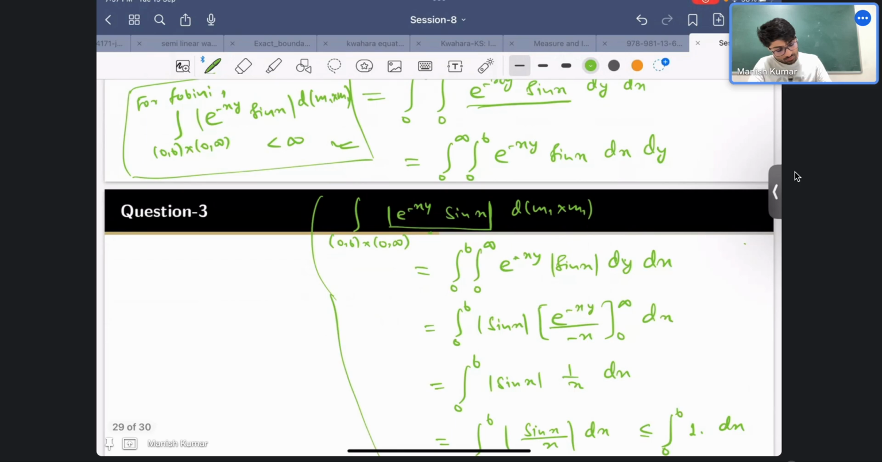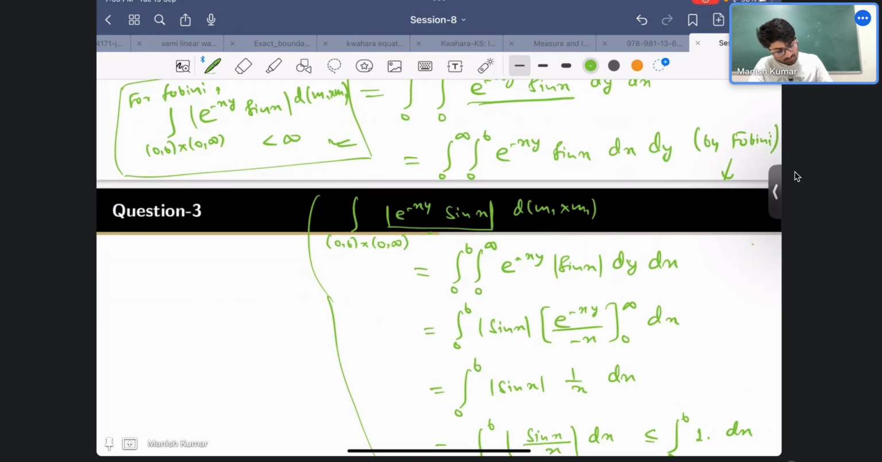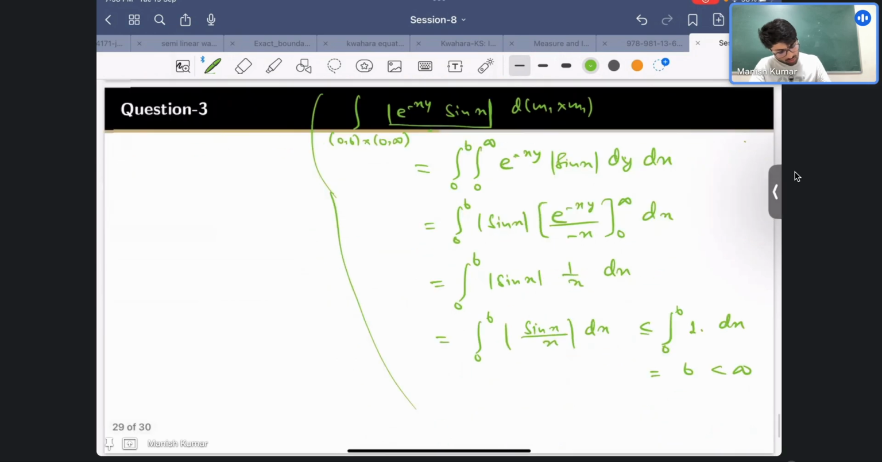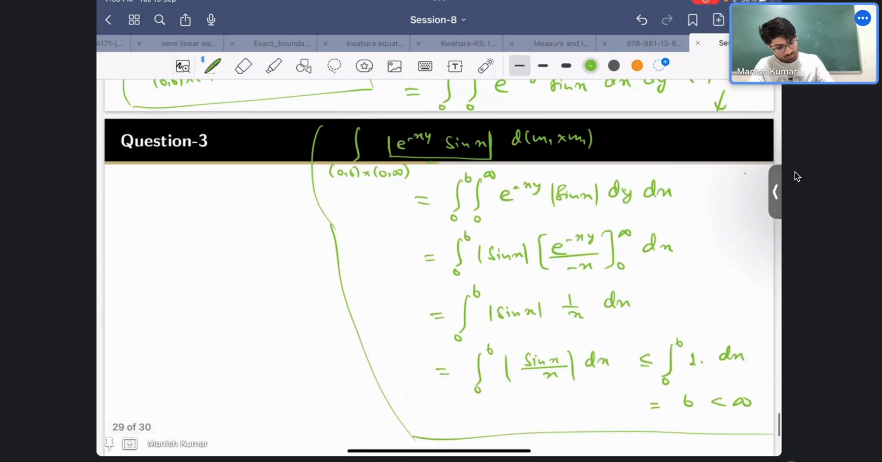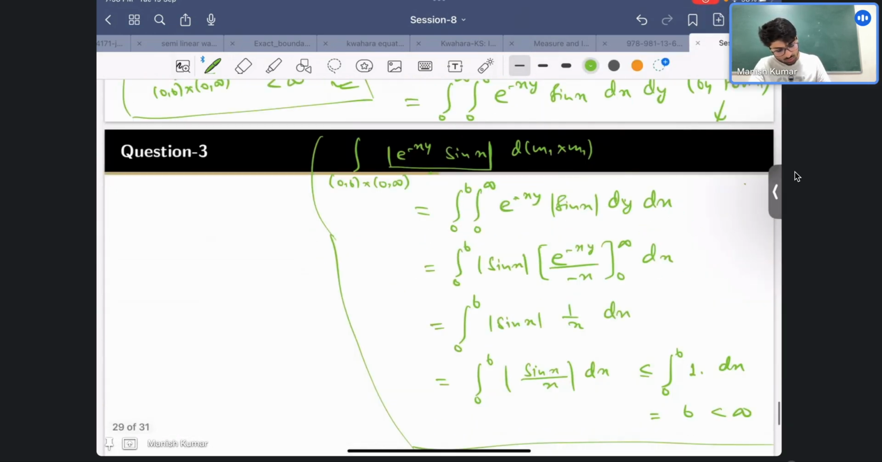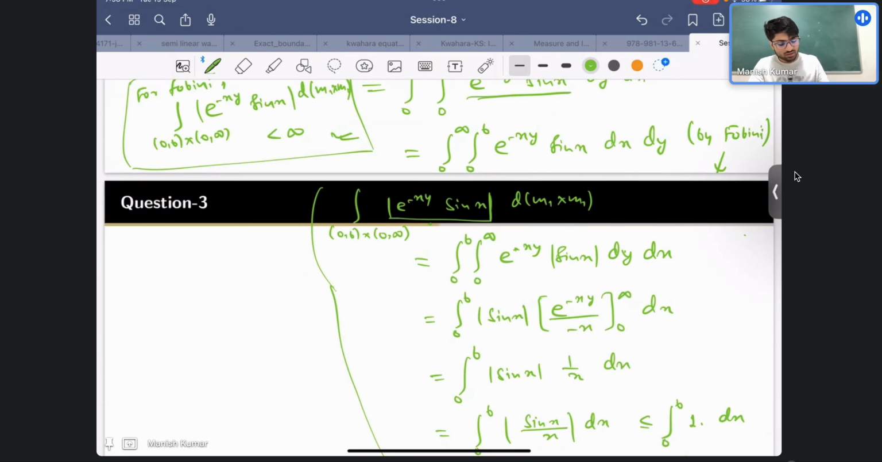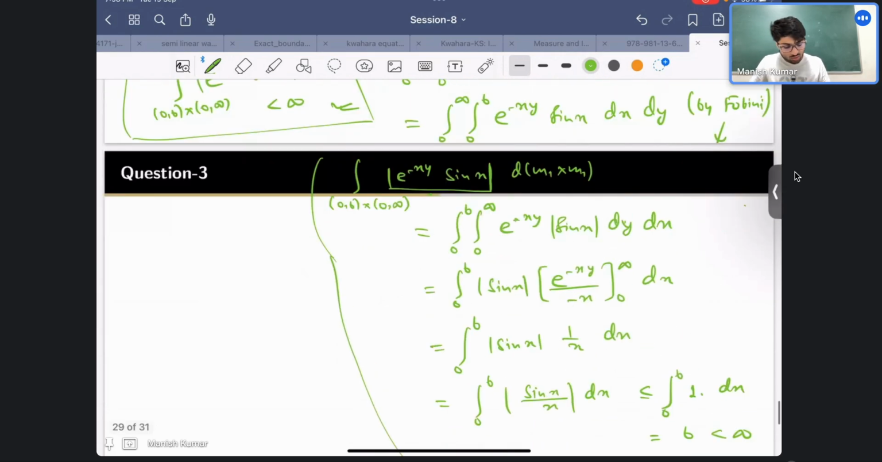So we can use Fubini, right? So this is by Fubini, the c part, remember, and this is the reason. Okay, so we can apply Fubini here. So we have interchanged it. Now again we'll solve it. I mean it's the same thing. Okay, so nothing special here.